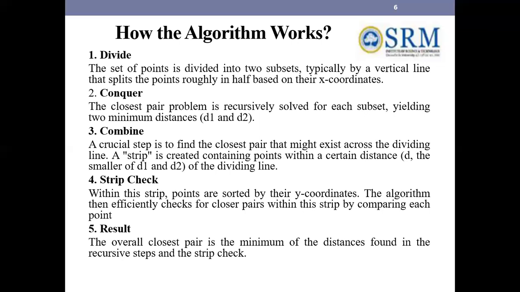So among these three parts, left side, right side, and across the line, the pair that gives the minimum distance will be the final result. That is called the strip check. One point in the left side and one point in the right side. So across the line, we take the pair with the minimum distance, and that is also considered. The result: the overall closest pair is the minimum distance found in the recursive steps, that is, the left side, the right side, and across the vertical line.